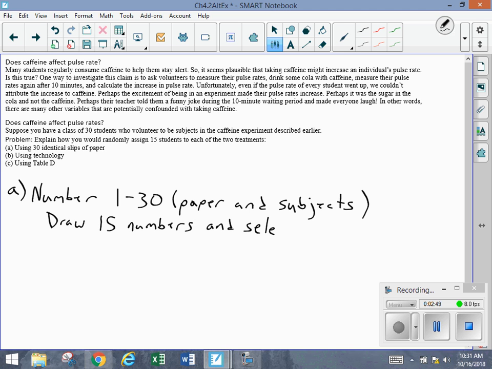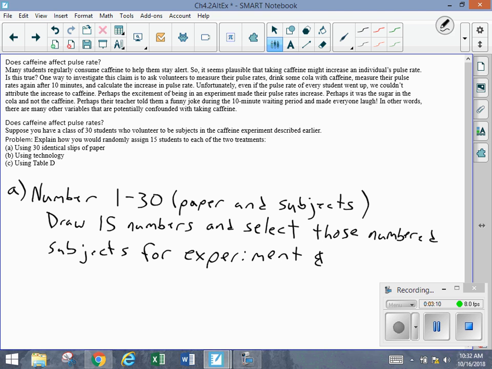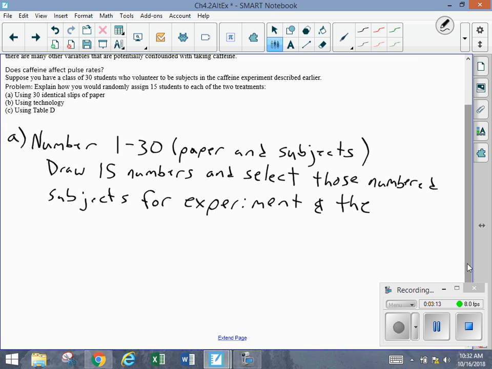And select those numbered subjects for the experiment. And the remaining subjects for control.